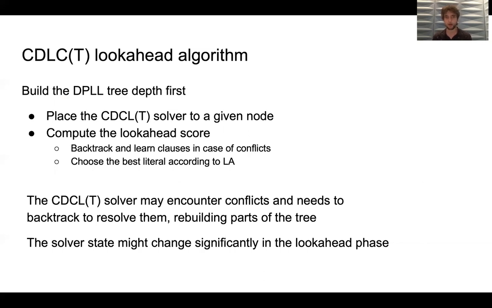However, if we can't do that, then that means the CDCLT solver may have encountered a conflict and needs to backtrack to resolve it. And the CDCLT algorithm may have to backtrack several levels on the DPLL tree that it's building. And that means that it's forced to rebuild these parts of the tree. And every time we do the Lookahead phase, the solver state might change actually significantly, because we do a lot of choices and potentially a lot of learning as well.